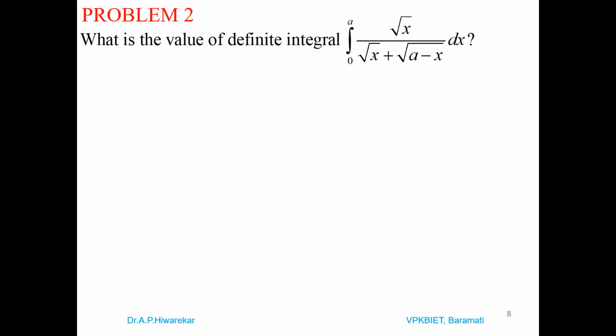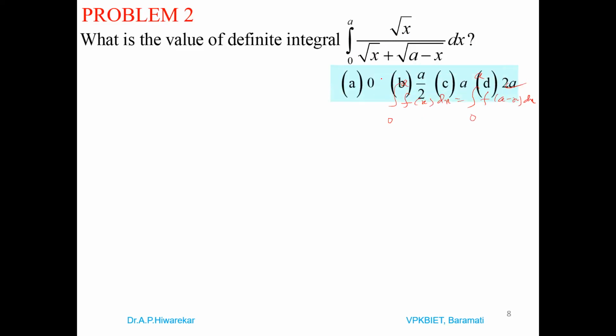Integration from 0 to A of square root of x divided by square root of x plus square root of a minus x dx. Limits are 0 to A. As I told you, this formula is very important: the integration from 0 to A of f(x) dx equals the integration from 0 to A of f(a minus x) dx. Most useful. The options given are: A is 0, B is A by 2, C is A, D is twice A. We will see which is our correct option.